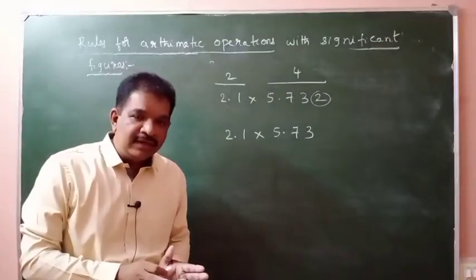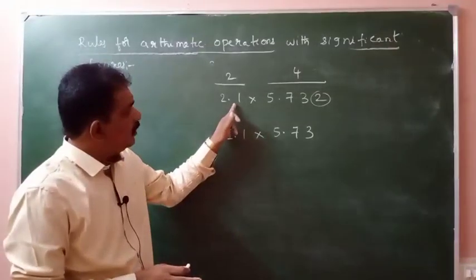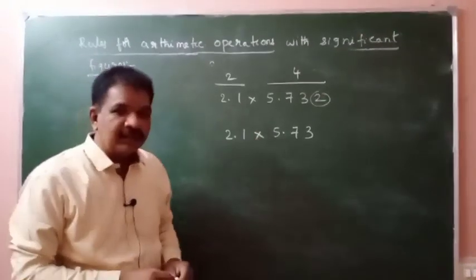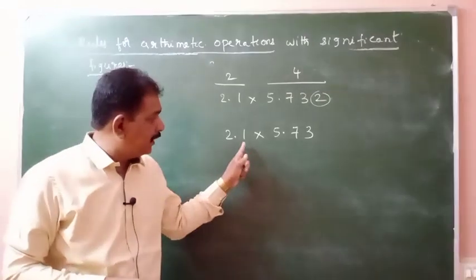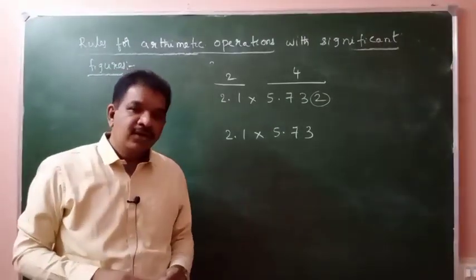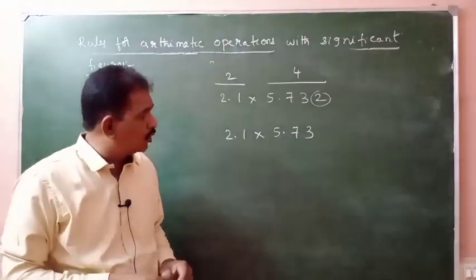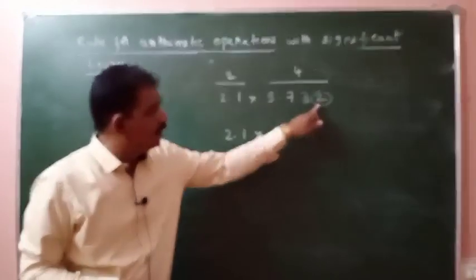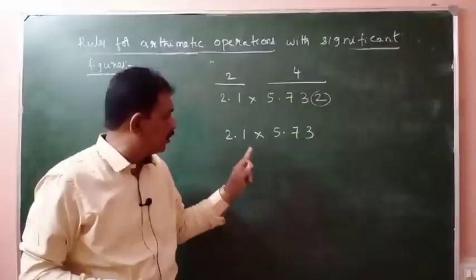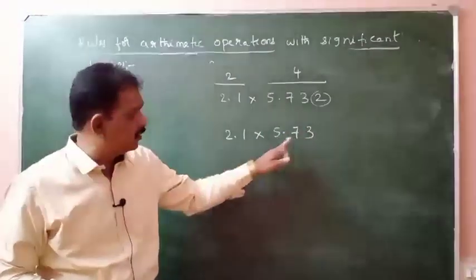In addition or subtraction, what you are doing? You are counting the significant figures after the decimal point. In multiplication or division, you consider the total number, not the decimal point, the total number. Here this total number will have 2, this total number will have 4. So 4 will be rounded to have three significant figures.